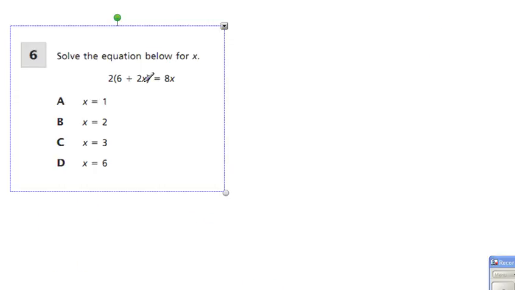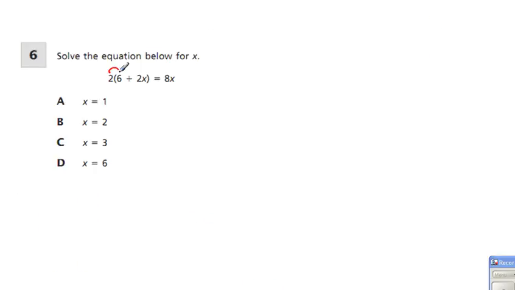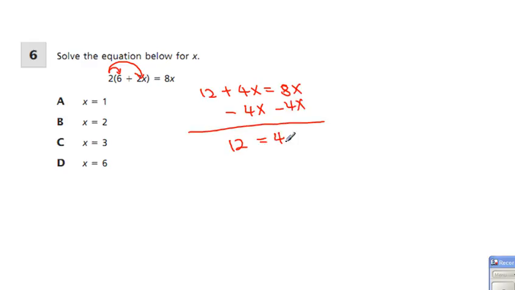All right, how about this one? One thing that which we can do is we can distribute 2 to both terms. So therefore, we will end up getting 12 plus 4x is equal to 8x. And just subtract 4x from each side, we'll end up getting 12 equals 4x. And of course, next thing which we're going to do is dividing it by 4, so that we could have x by itself would have been equal to 3. So therefore, choice C would have been our answer.